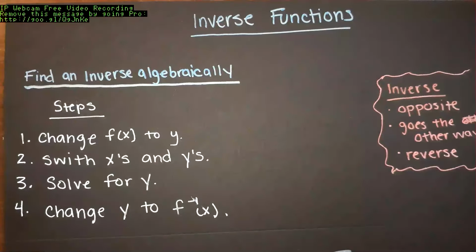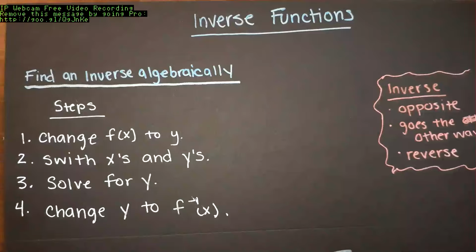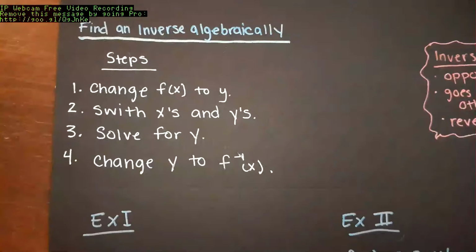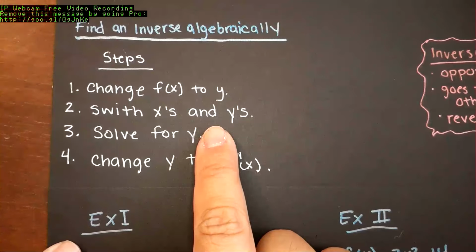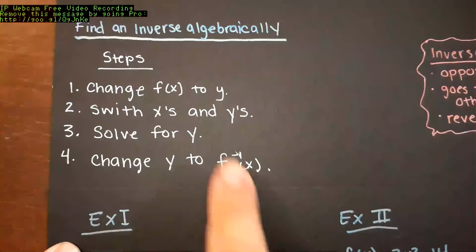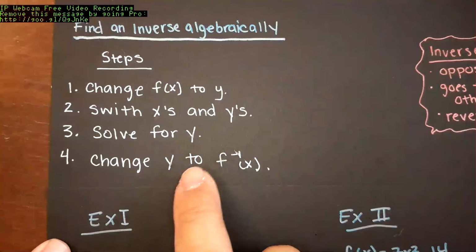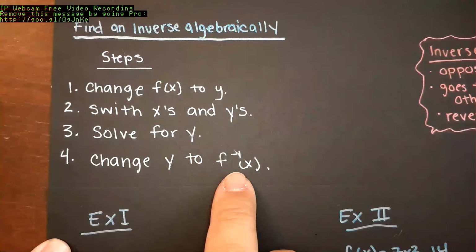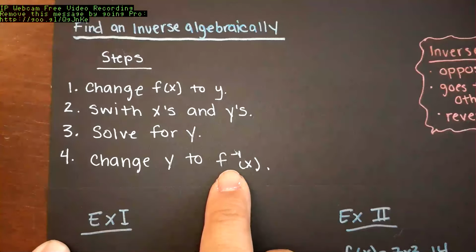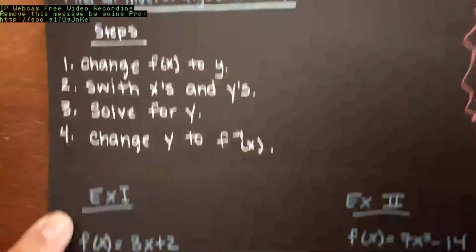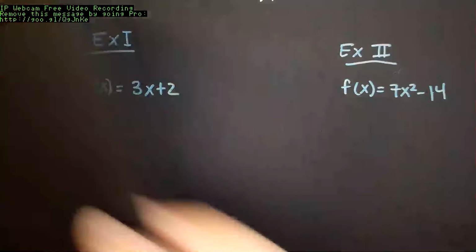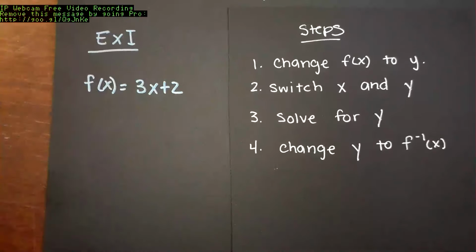First is algebraically. These are 4 steps that we're going to do to find an inverse algebraically. The first step is you're going to change the f of x to y. The second step is you're going to switch your x's and your y's. Then you're going to solve for y. And last, you're going to change the notation to the inverse notation, so you're going to change it to f negative 1 of x. So that's the inverse notation. Let's go ahead and try an example. I wrote down the steps here just in case you need to see them.